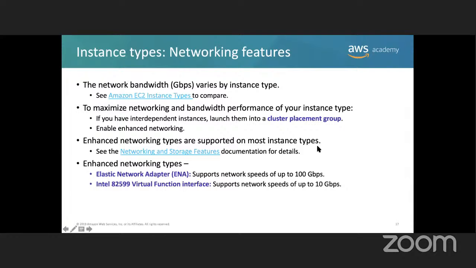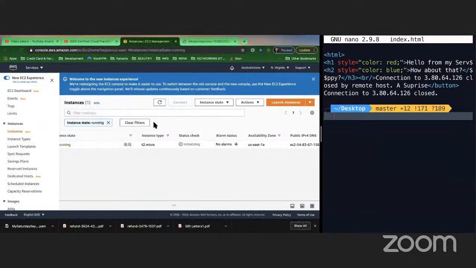Instance types, network features, the network bandwidth, gigabits per second, varies by instance type. The instance type, we saw some of them already here when you create the instance.